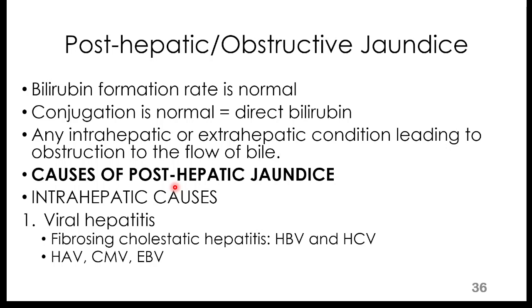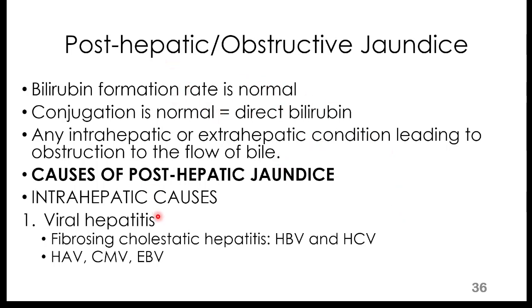All right. So in this particular case, the rate of formation of bilirubin is normal. Conjugation is normal. So the hyperbilirubinemia that results from this will be direct, as there will be more than 15% of conjugated bilirubin in the serum, in plasma. All right. So any condition that will cause obstruction of bile flow outside the liver will cause this.